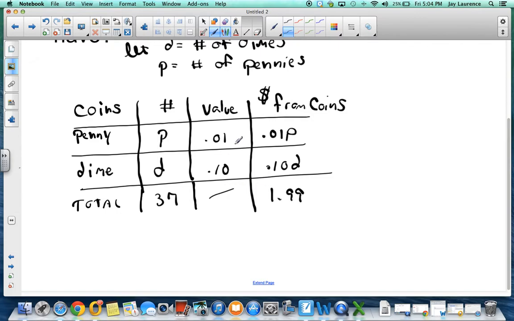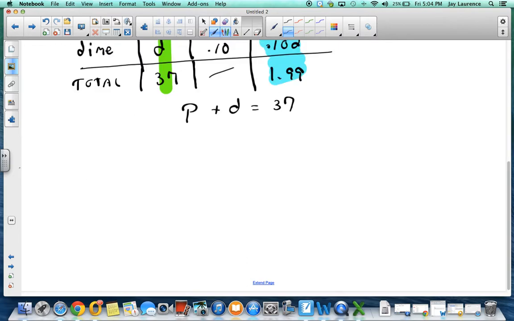I don't put anything in this box. And then I just have two equations. I have an equation here, and I also have an equation there. I think in the past I've set these up horizontally, but this is making sense to me, so I'm doing it this way. Hopefully it won't screw you up. Shouldn't be a big deal. My first equation is going to be p plus d equals 37. And my second equation is going to be 0.01p plus 0.10d equals $1.99.